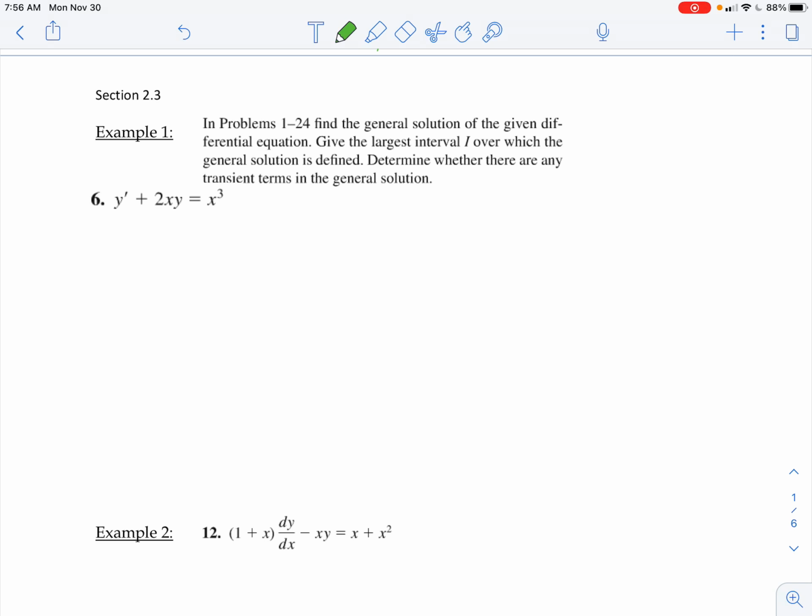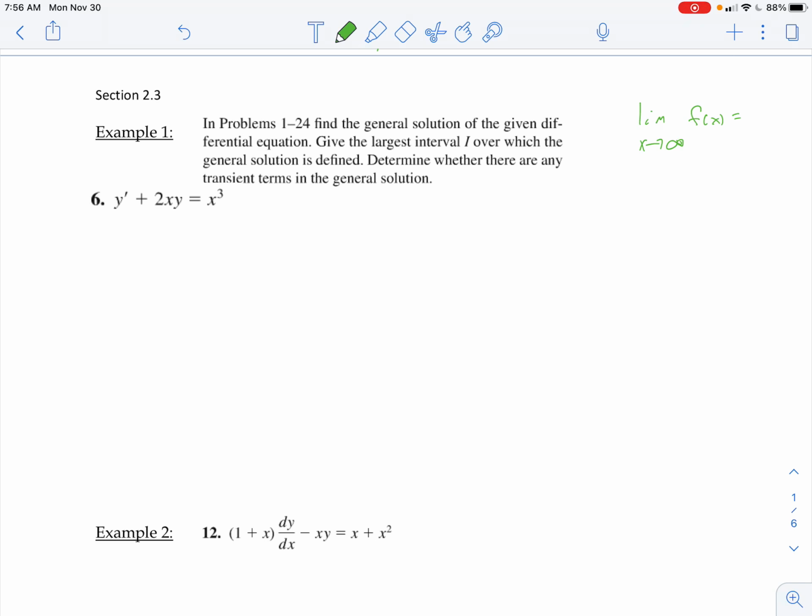That's not going to be hard. It's kind of like finding domain. Determine whether there are transient terms in the general solution. So transient terms are terms that when I take the limit as x goes to infinity of this term, f of x, if it equals 0, then it's a transient term. If it equals anything other than 0, then it's not a transient term.